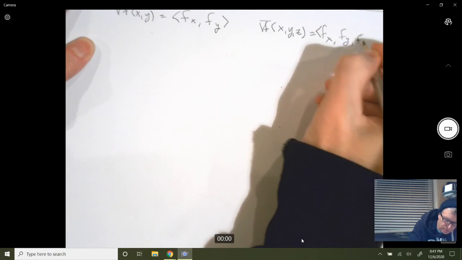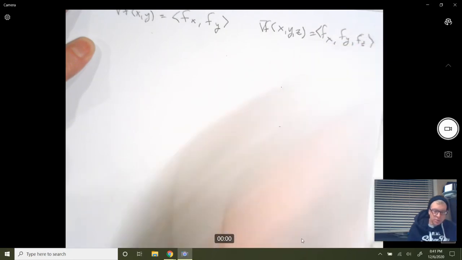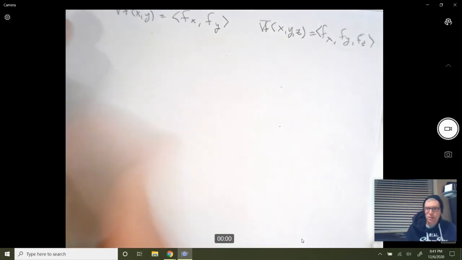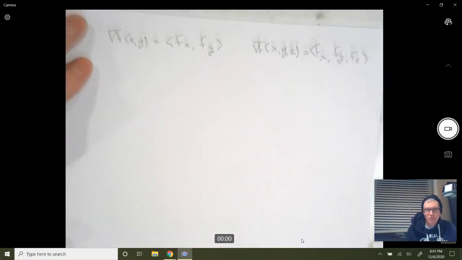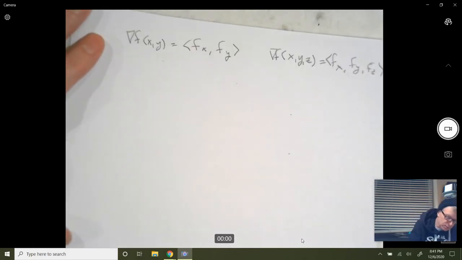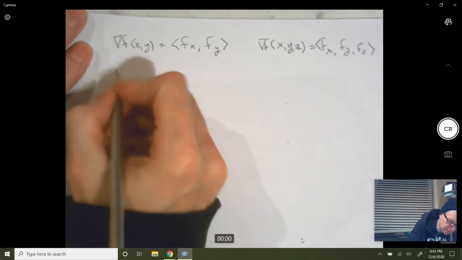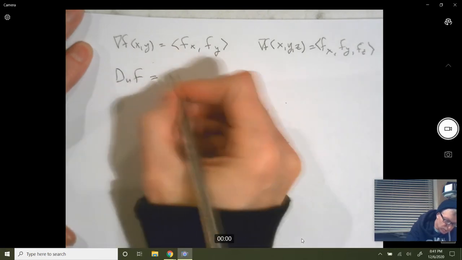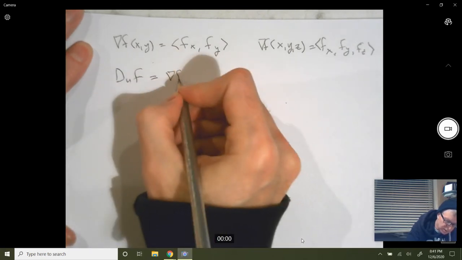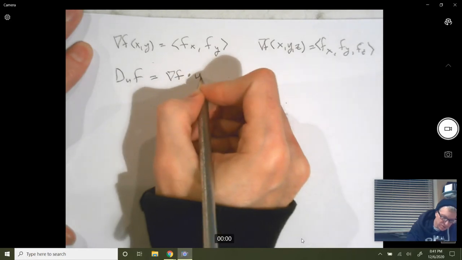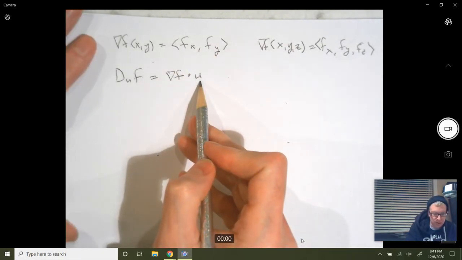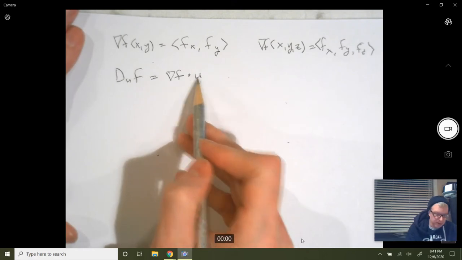z partial derivatives. Okay, so now, we talked about one of the applications of the gradient that's going to help us find the directional derivative. Your directional derivative of a function, D_u of f, is equal to your gradient of your function dotted with a unit vector that's in the direction that you want to travel. Okay, you want to find your directional derivative in that direction.